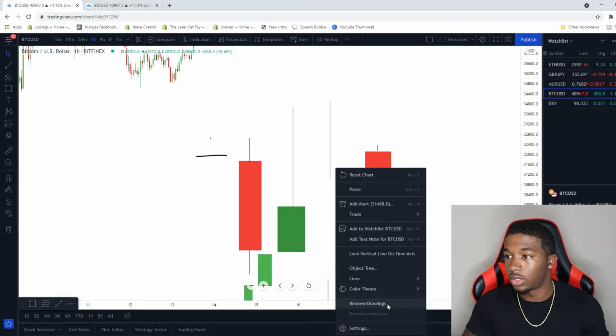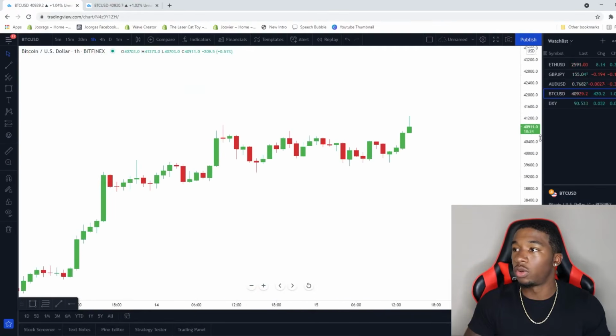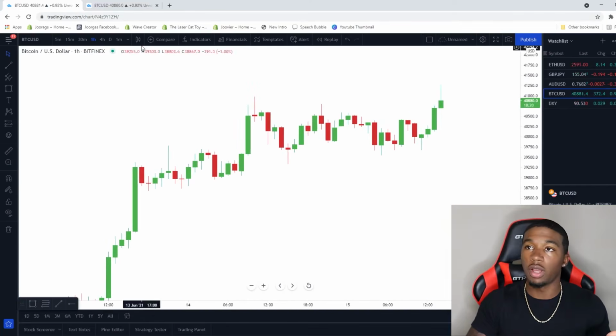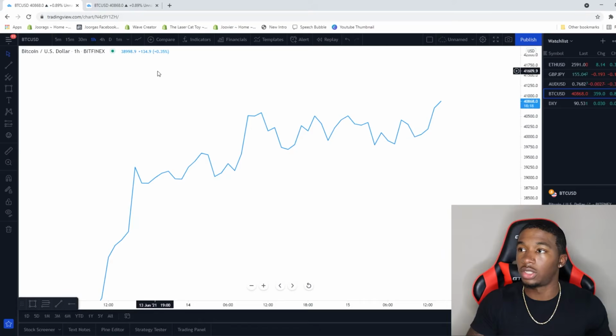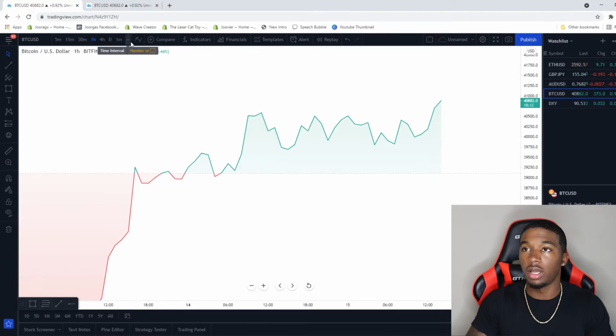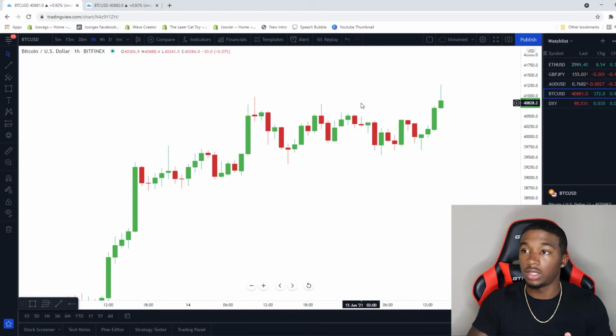Let me clear this, drawings, everything like that. Boom. So this is what a real candlestick chart would look like. Now on TradingView, you can have multiple different charts. You can have a line chart, which is probably what you see on Robinhood or Coinbase or whatever. Baseline chart. You can have a bunch of different charts, but we use candlestick charts because they're the easiest to help us predict certain price movements.